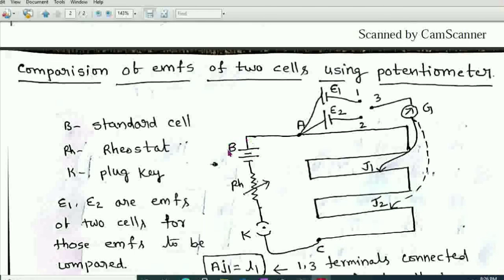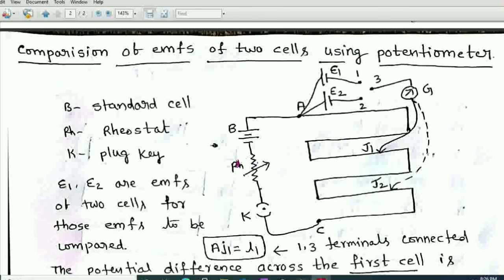Here B is the standard cell. A standard cell is connected between the terminals A and C with a rheostat and a plug key in series with the cell. Here RH means rheostat, a variable resistance which changes the current in the circuit. K means plug key. If K is closed, the circuit becomes a closed circuit; if K is open, the circuit becomes an open circuit. It is like a switch. So a battery, a rheostat and a plug key are all connected in series between the terminals A and C.